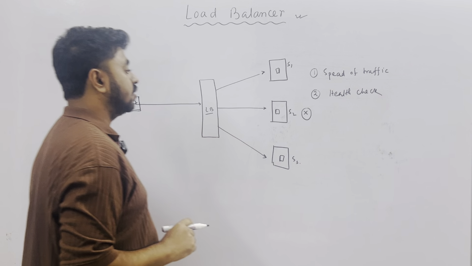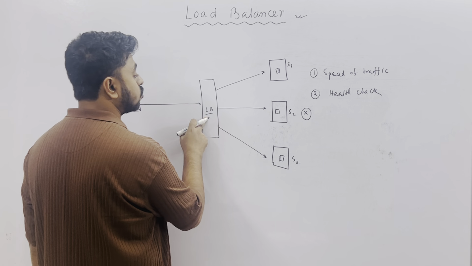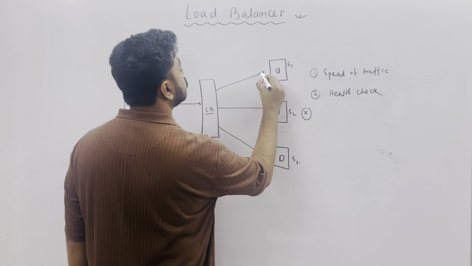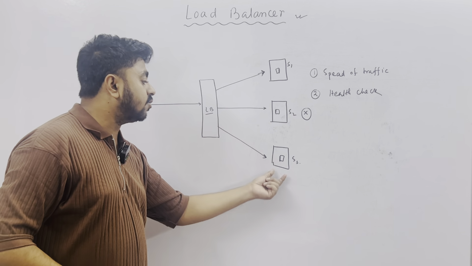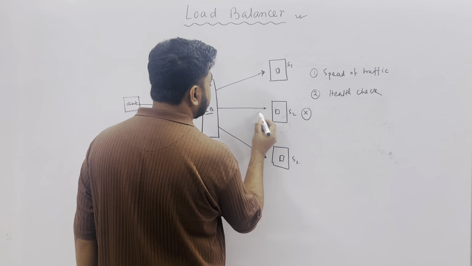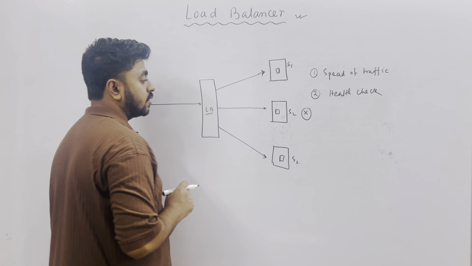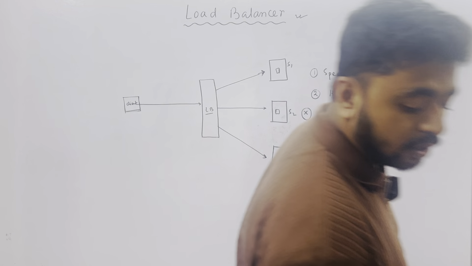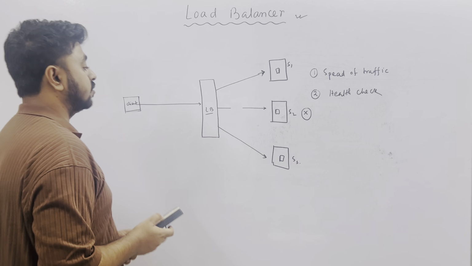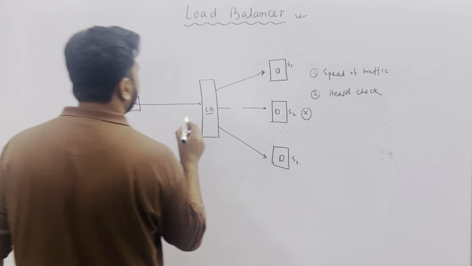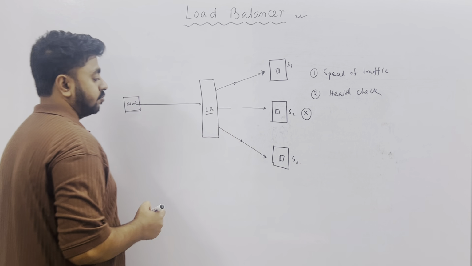No. Why? The second work of load balancer is health check. What does health check mean? The load balancer is going to ping these servers continuously to check the health. If any of the servers is not giving the response back to the health check ping, then the load balancer will cut off these connections, and now it will distribute the traffic between S1 and S3.